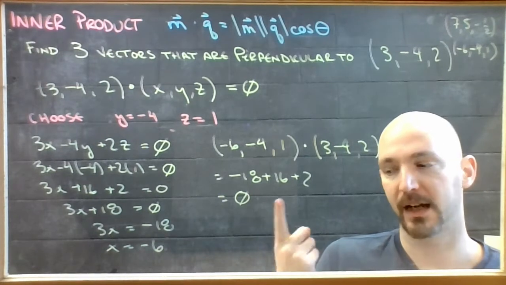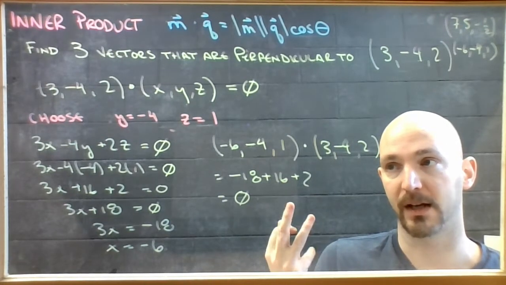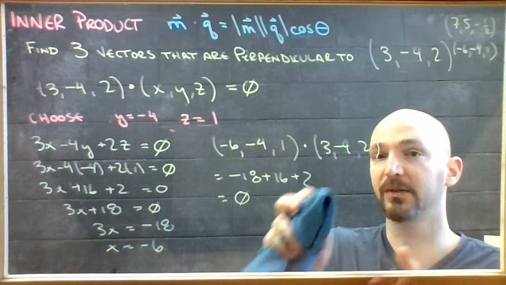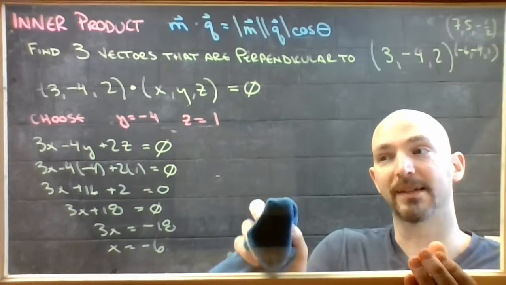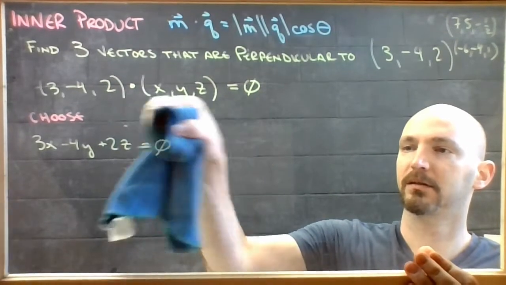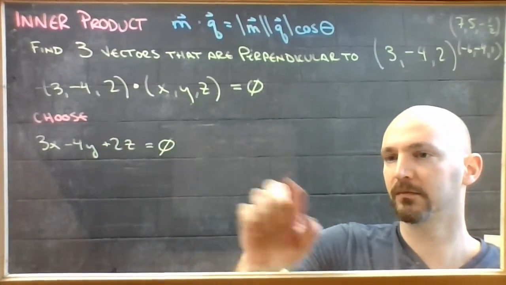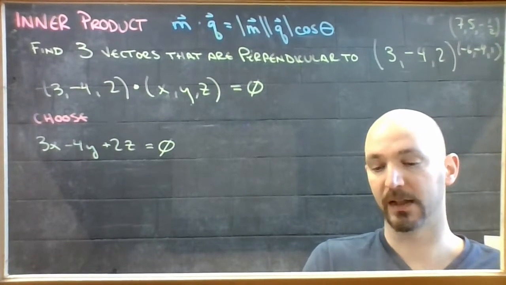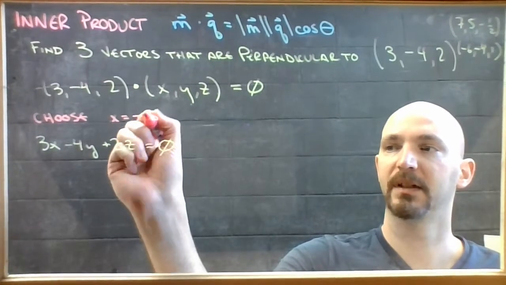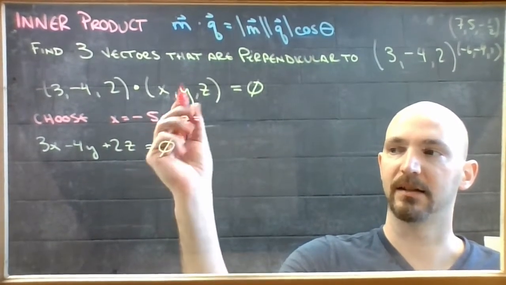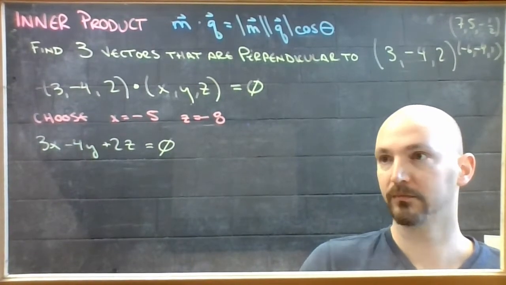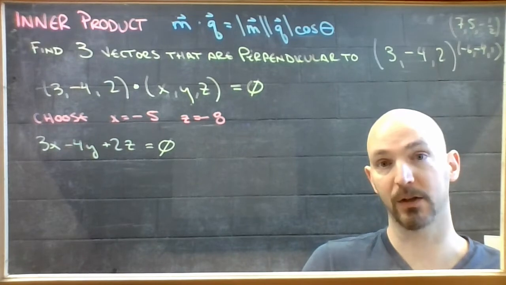So I did one by assigning x and y. I did one by assigning y and z. So I'm going to do one where I assign x and z then, so that I've done all 3 combinations. Not for any reason, just because I like to do it that way. So let's see, internet. How do you feel about x is minus 5 and z is minus 8? Okay, in they go.